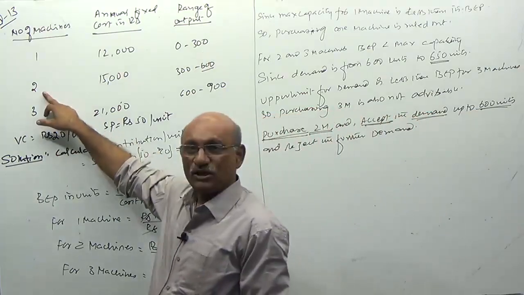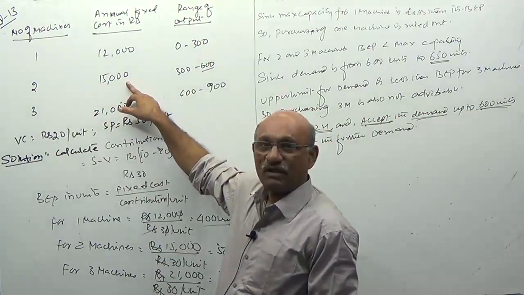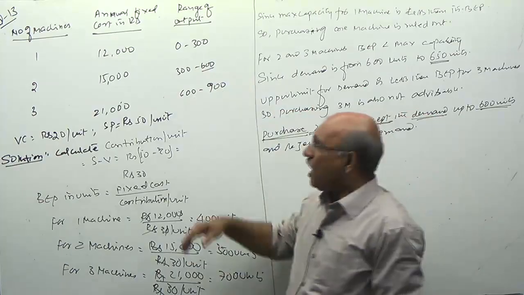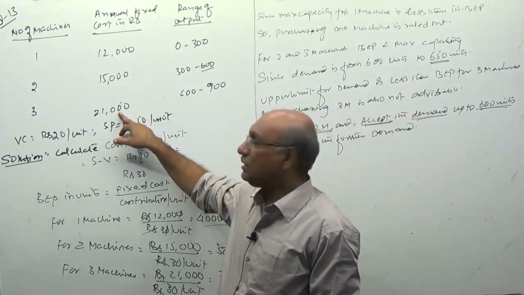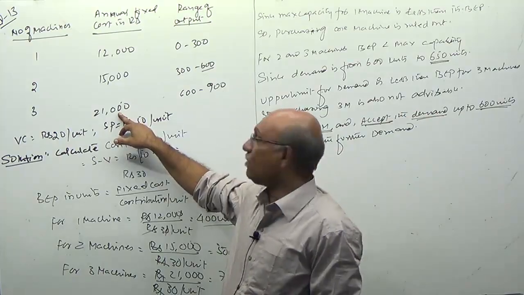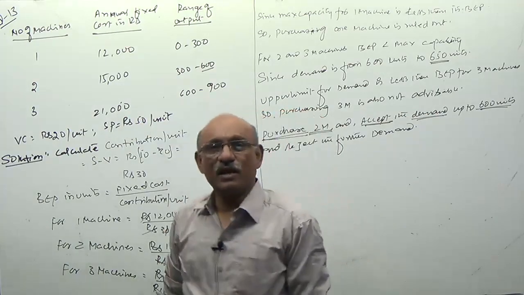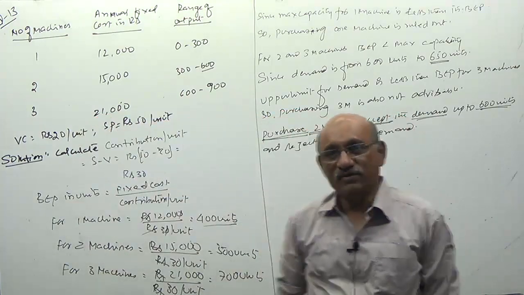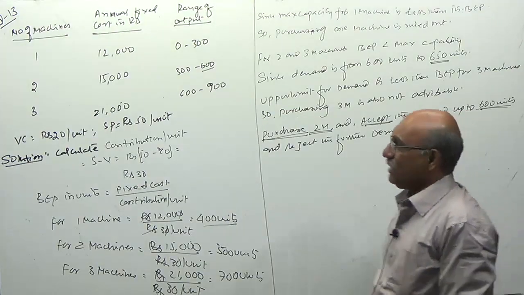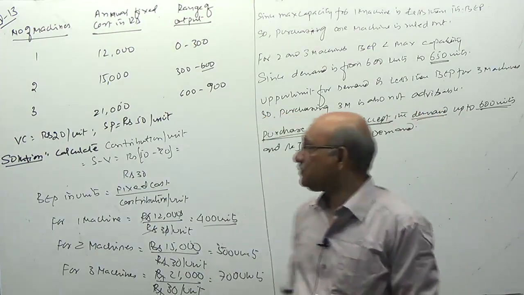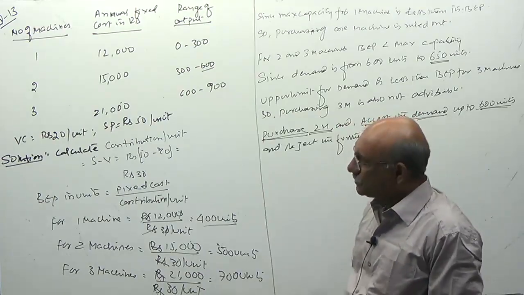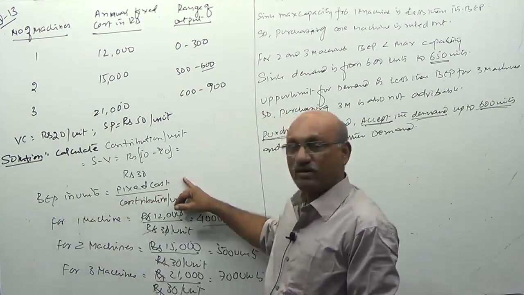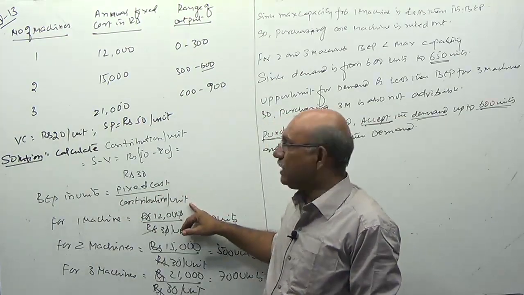Option 2, purchase 2 machines. Then fixed cost is 15,000 rupees. Maximum demand we can satisfy is up to 600 units. Option 3, purchase 3 machines. Then fixed cost is 21,000. Maximum demand up to 900 units we can satisfy. Now sir, with this information, what is asked? Calculate the break-even point for each machine. How can we calculate the break-even point? Break-even point in units is equal to fixed cost divided by contribution per unit.